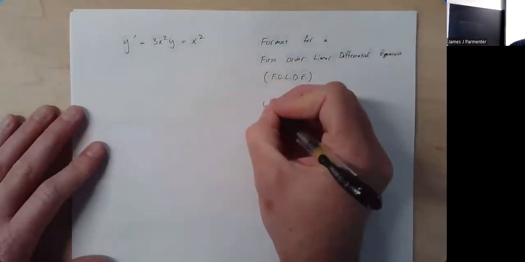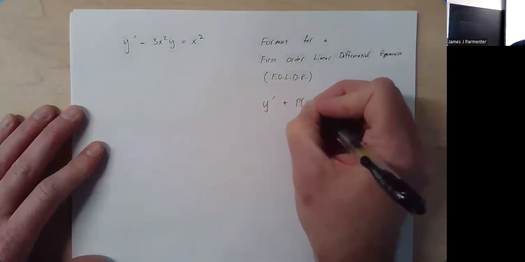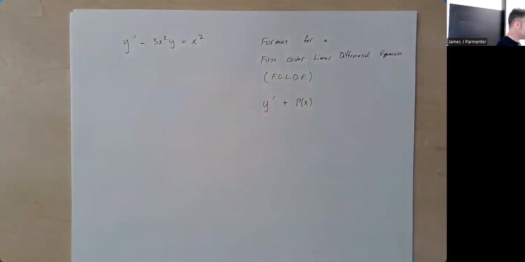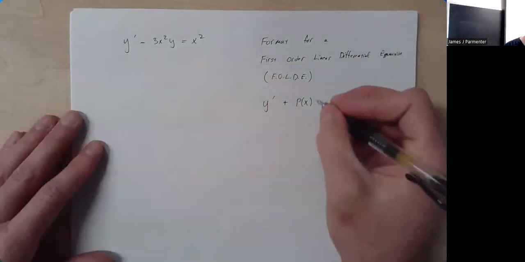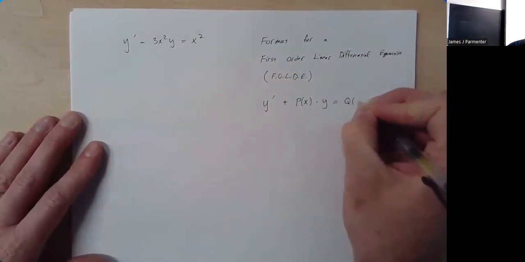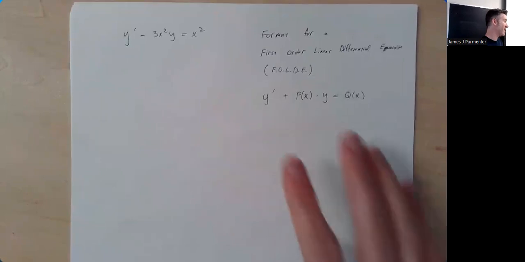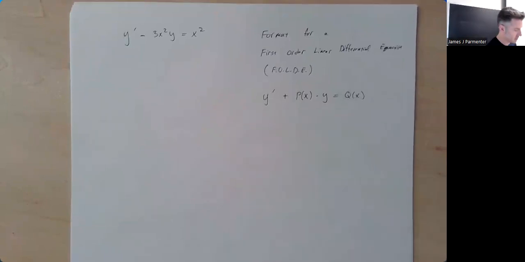is y prime plus a function of x, or whatever your independent variable is, it's often also a function of t, times y to the first equals some other function of x. So sometimes something will be a first order linear differential equation, but it won't start off in the exact format we need it in. And we'll see a few examples of that.